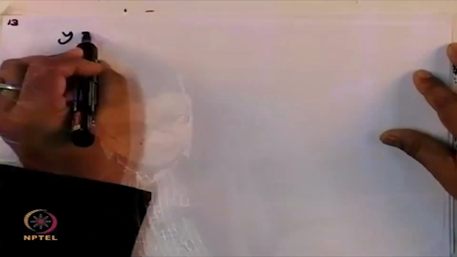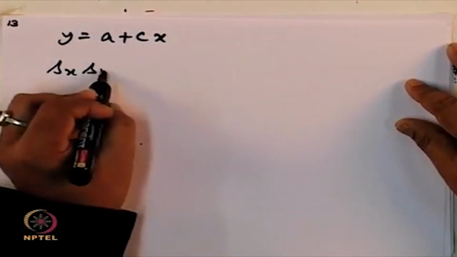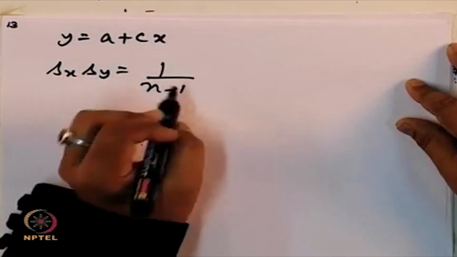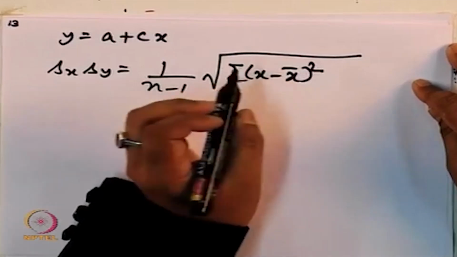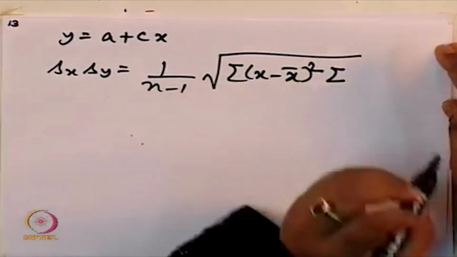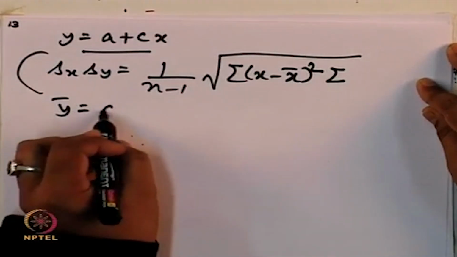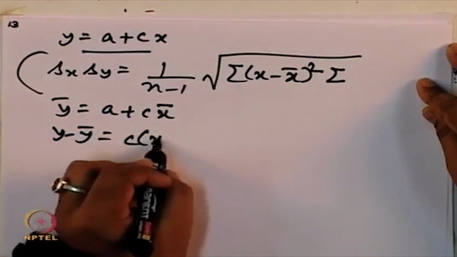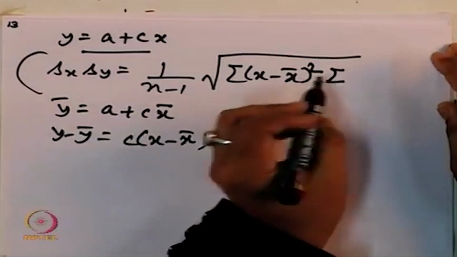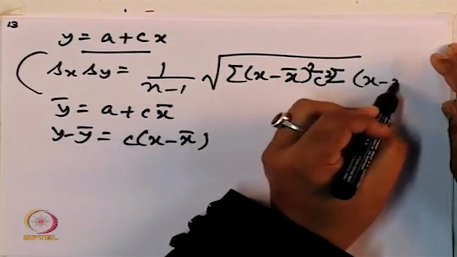Okay. If this was true, then I again know y is equal to A plus Cx. So, my Sx into Sy will be 1 by n minus 1 into the root of summation x minus x bar whole square into summation of y minus y bar whole square. Again I know y bar is equal to A plus C x bar. So, y minus y bar is equal to C of x minus x bar. I can put my C outside, so C square into x minus x bar whole square.